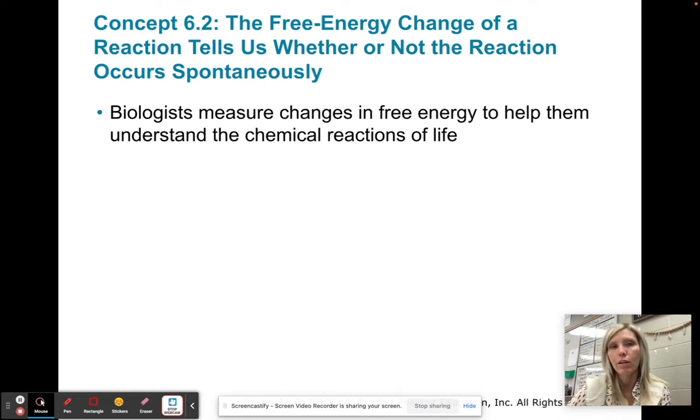So let's take a moment and look over the heading because it really gives us a good overall picture of what we're going to be diving into. It says the free energy change of a reaction tells us whether or not the reaction occurs spontaneously. So there's a couple things to break down here. One is this phrase free energy. You're going to hear that over and over and over again within this particular screencast. And then you're going to hear the term spontaneous or non spontaneous as well.